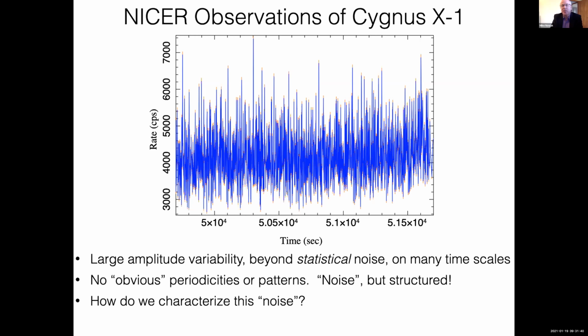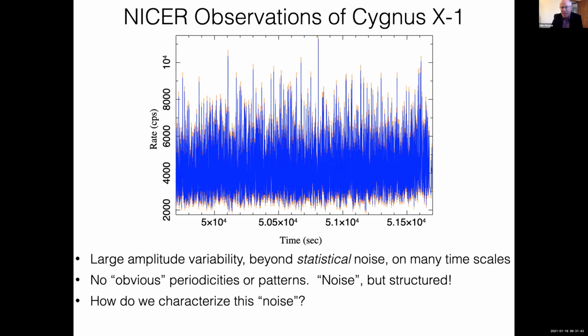What if we go to 1/10 of a second? We have even larger variability still. We have up to on the order of 20,000 counts per second, which is still beyond the counting noise that we see in the system. And we have variability even down to this 0.1 second timescale. So how do we go about characterizing this?